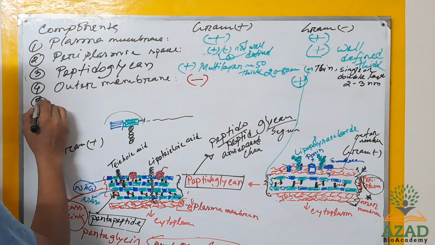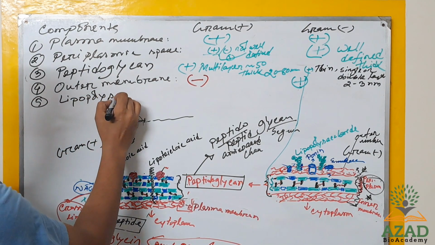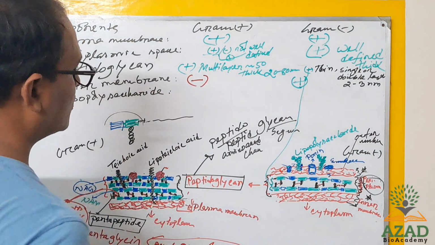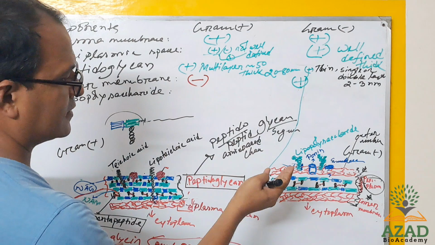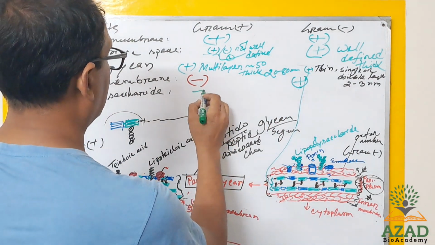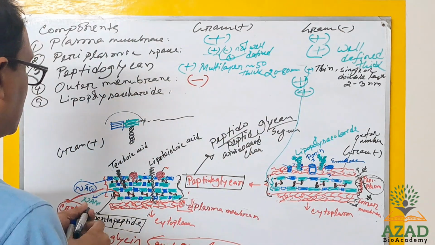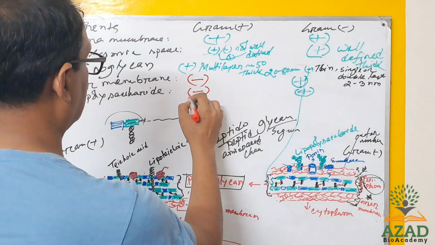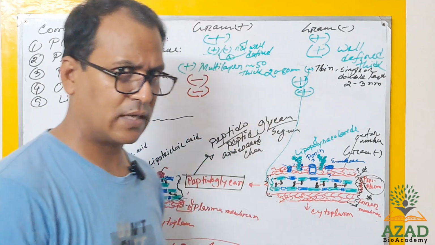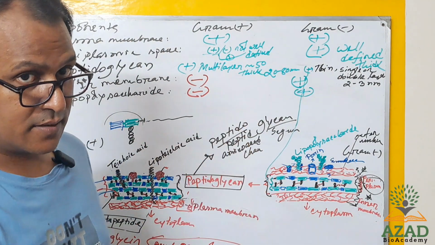So the fifth point is lipopolysaccharide. Already I said lipopolysaccharide is only present in gram-negative bacteria, but here lipopolysaccharide is absent. So what is the basic function of lipopolysaccharide? I will explain when I cover the antigenic properties. Then I will give you details.